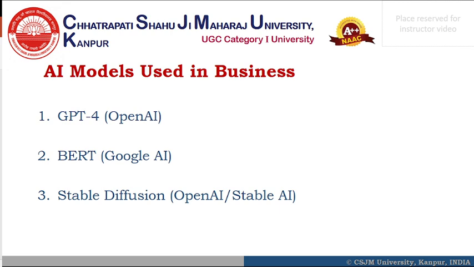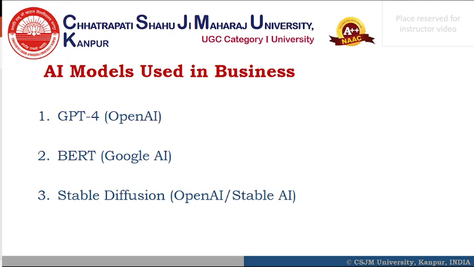And the third one is Stable Diffusion. Stable Diffusion is best for AI generated images and creative content. Its use cases are marketing, branding, designing, and fashion. For example, Nike fine-tunes Stable Diffusion to generate AI-powered advertising images, reducing costs in marketing.